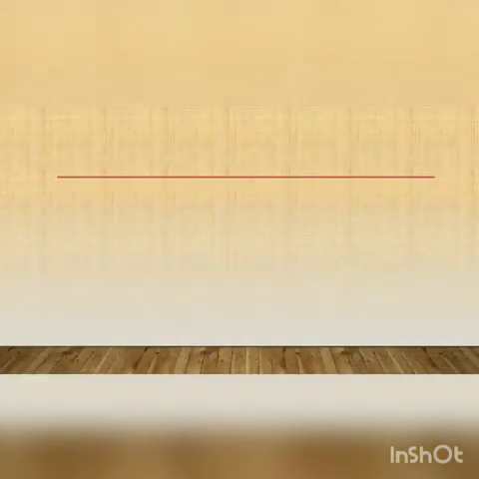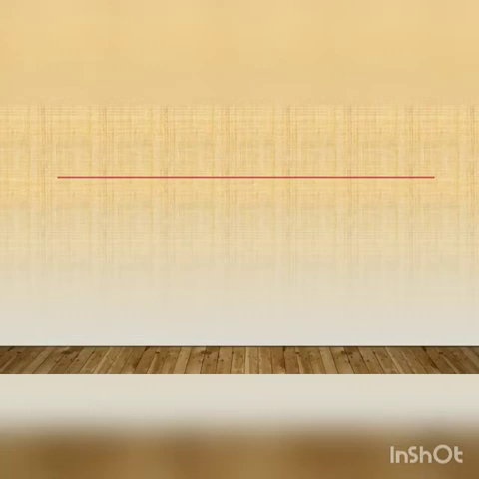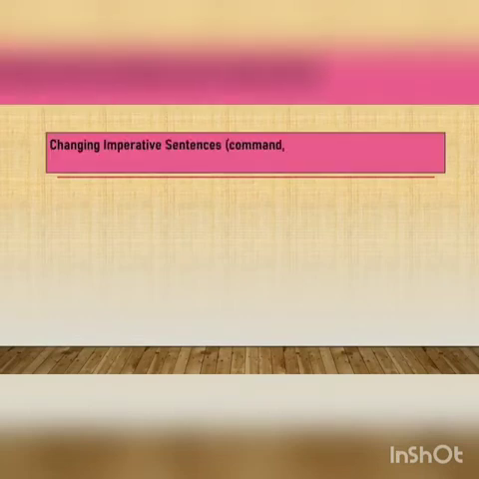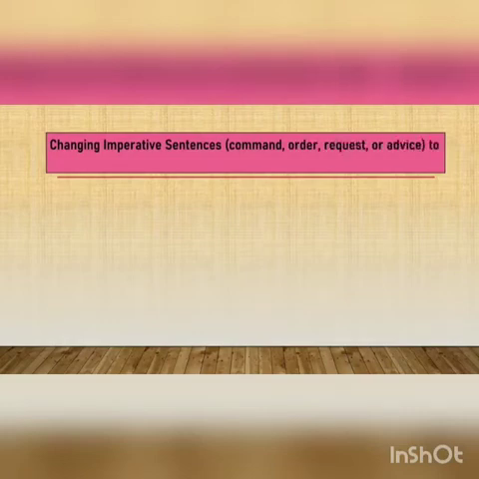Moving on to the next category, that is imperative sentences. How to change imperative sentences into negative sentences. What are imperative sentences? Imperative sentences are the sentences which express command, order, request, or advice. So we are going to learn how to change positive imperative sentences to negative imperative sentences.